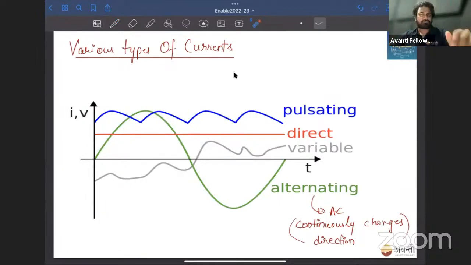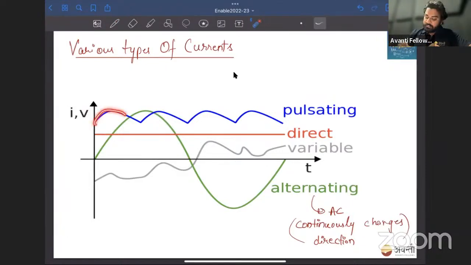There can be so many types of current, right? Basically, we make two divisions. One is called direct, one is called alternating. If a current is not changing direction, it is called direct current. If a current is changing direction, it is alternating current. In direct and alternating also, there can be many types.